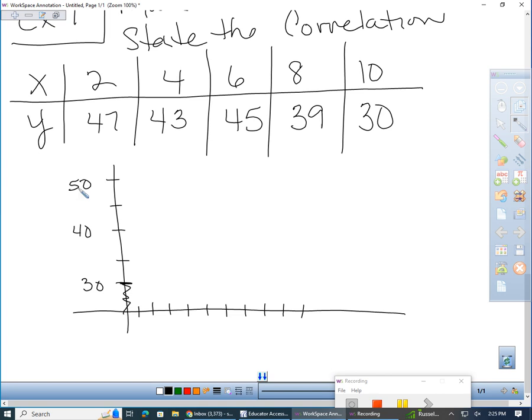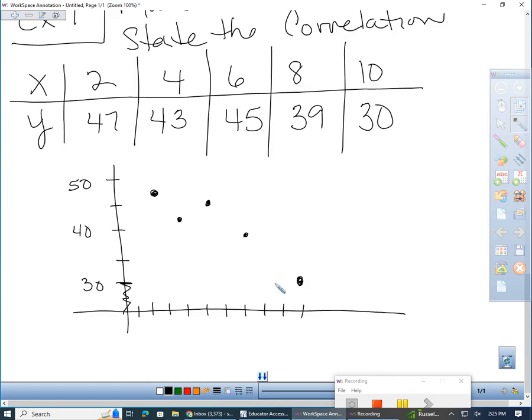All right, so let's start by plotting our points. Our first point is 2 and 47, so over 2 and up to 47. Now we have 4, 43, 6, 45, 8, 39, and at 10, we're going to 30.